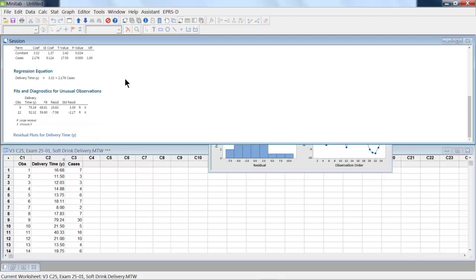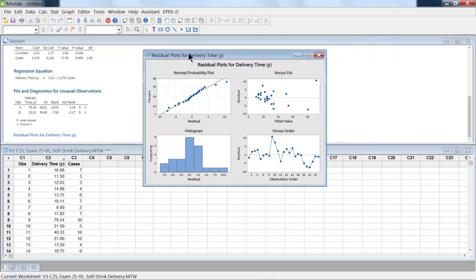Also, it indicates in this particular output that we got some unusual events. It has a large residual or an unusual X value. One of the things you want to have for this to all work satisfactorily is well-behaved residuals. If the residual values are not following a normal distribution, or a histogram, then you can have problems or your estimates may be wrong. You also want to look at the residuals versus the fit and the order.